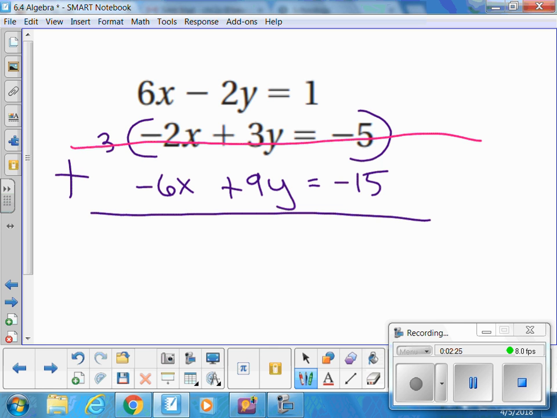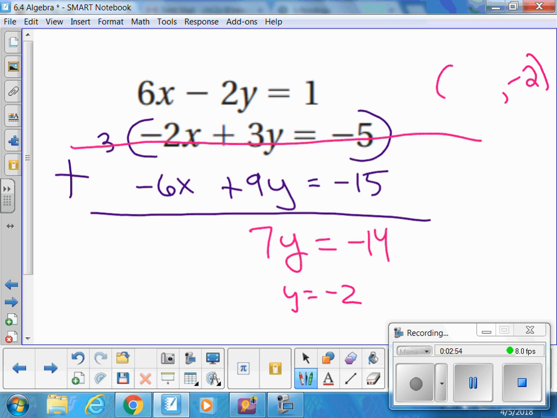So we're ready to do our elimination. Let's add down our variables. 6x and negative 6x are eliminated. Yay. Negative 2y and 9y is 7y. And positive 1 and negative 15 is negative 14. And from here on out, it's pretty much just what we did yesterday. Divide both sides by 7. You will find out that y equals negative 2.